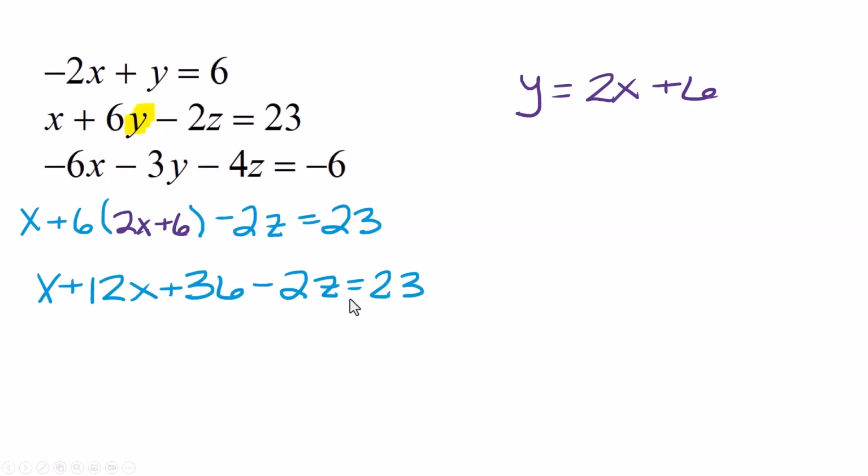Now let's combine like terms. So I have an x and a 12x. And I also in that step subtracted 36 from 23 and got negative 13. So now I have 13x minus 2z equals negative 13. I can't go any farther than that. It has 2 variables. But now I can do the same thing with the other equation.